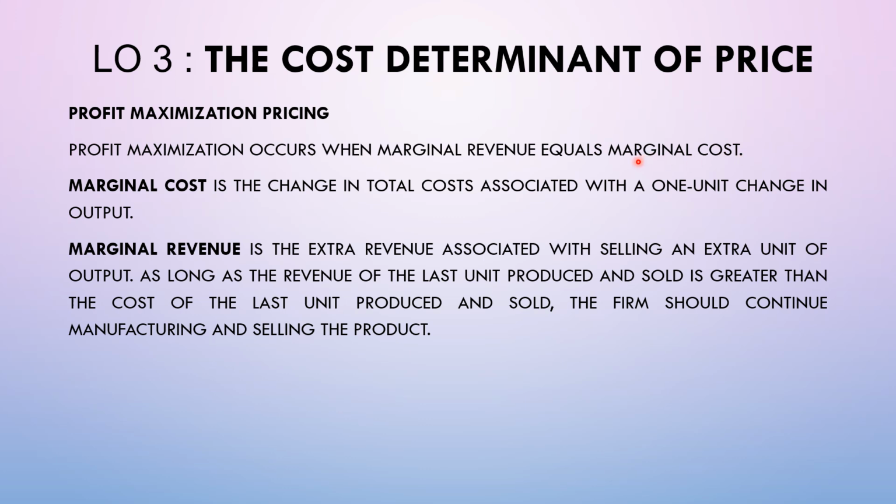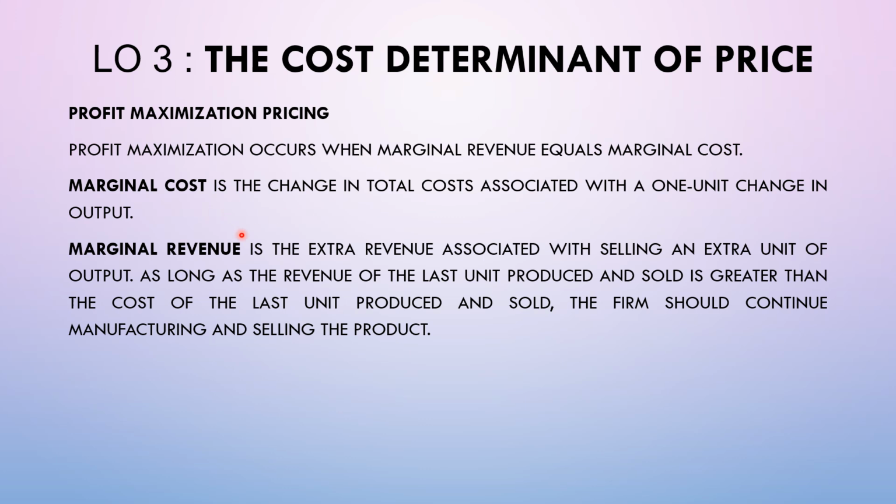So what is actually a marginal revenue? Look at revenue first here, which is the extra revenue associated with selling an extra unit of output. As long as the revenue of the last unit produced and sold is greater than the cost of the last unit produced and sold, the firm should continue manufacturing and selling the product. That means you know that you'll be able to earn profit. So what is actually a marginal cost? Marginal cost is the change in total cost associated with one unit change in the output.